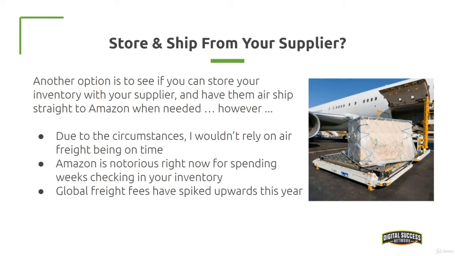But this year, I wouldn't rely on transportation, due to the obvious circumstances. And also, Amazon is notorious right now for spending weeks checking in your inventory. As well, global freight fees have spiked way upwards this year. So personally, I find this option to be too unreliable this year. You're also at the mercy of your supplier, and even if they've been reliable in the past, who knows what unknown factors this Q4 could have on global shipping. So I'd be much more comfortable knowing it is stored and ready to ship in the same country where I sell on Amazon.